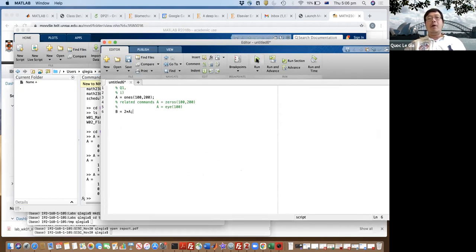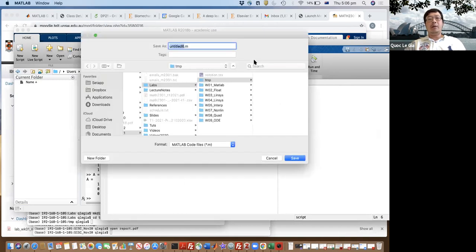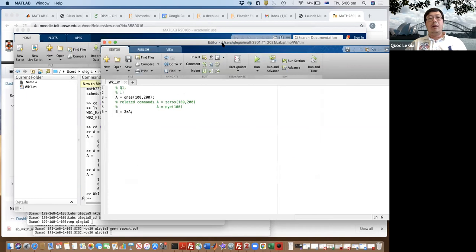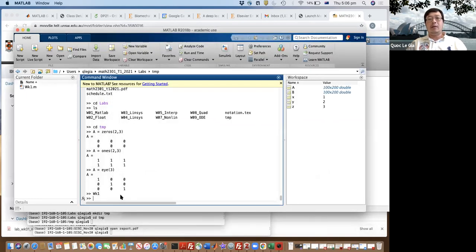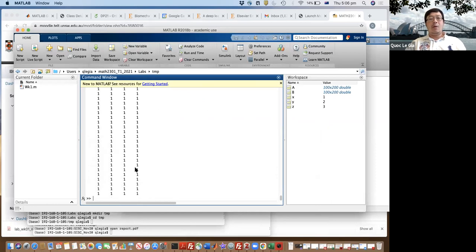And now let me run it first, yeah? When I hit the green button, it asks me to save as a script file. So I save maybe as week 1, and then it will run. So you see now when I run it, it has matrix A. All of them are ones, so it's big, so you cannot see it on the screen. And B. Okay, but you get the idea, yeah.